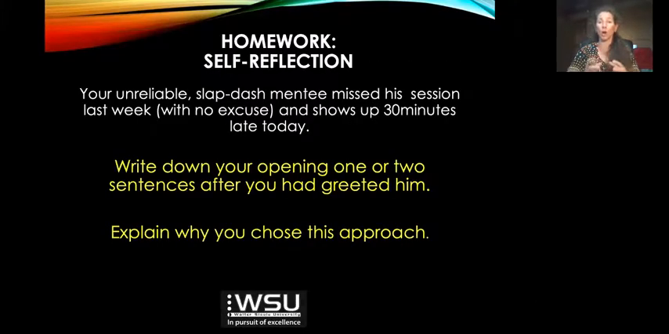And then for homework, you can either use that actual scenario you thought of earlier, or I'm going to give you a scenario. So imagine your unreliable, slapdash mentee who missed a session last week with no excuse and now shows up 30 minutes late again today. I want you to imagine what you would write down as your opening one or two sentences after you had greeted that person. You don't need to do this now, it's something you can reflect on.